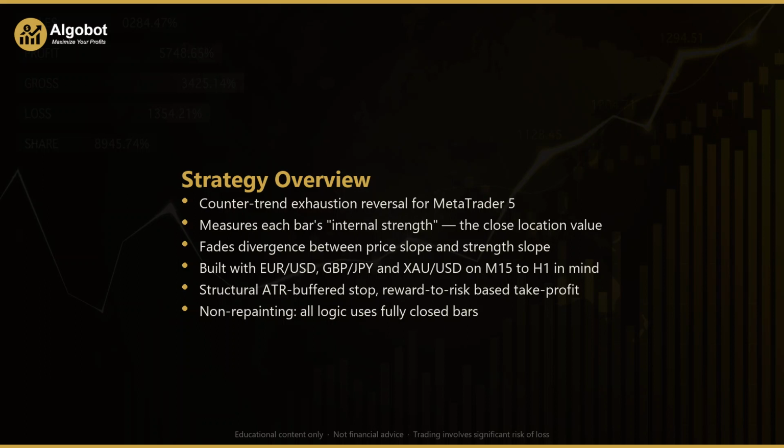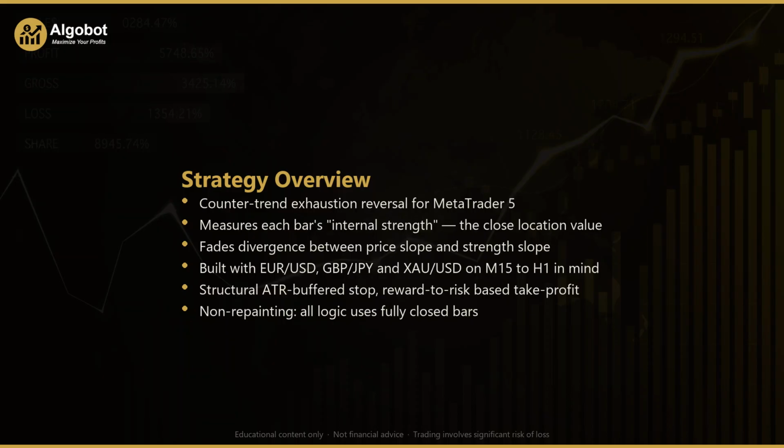The divergence itself is measured carefully and without repainting, using least square slopes over a lookback window. The price slope is normalized into ATR per bar units, so the same threshold behaves consistently across different symbols and timeframes, while the strength line slope is measured in its own units. The two must be running in opposite directions.